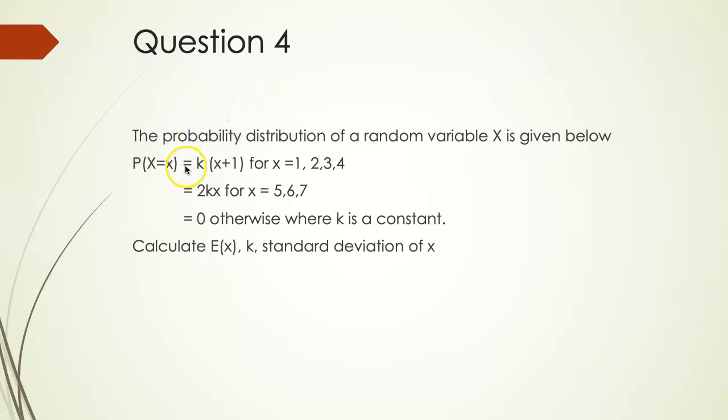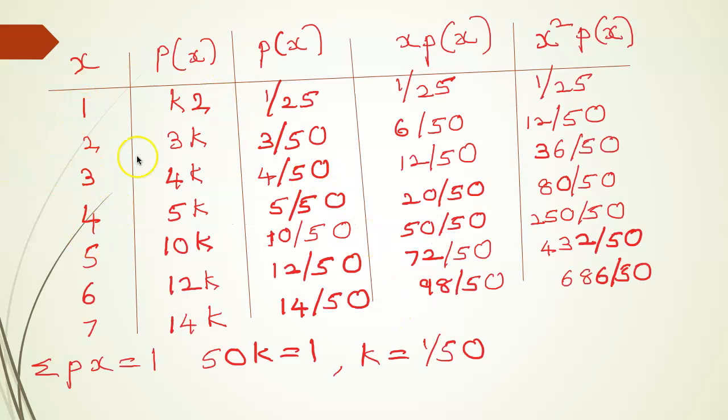Coming to the next question, the probability distribution of a random variable x is given below. Probability that x equals x is k into (x plus 1) for x equals 1, 2, 3, 4, equal to 2kx for x equals 5, 6, 7, and equal to 0 otherwise, where k is a constant. Calculate the expectation of x, k and the standard deviation of x. So we make columns for x and px. If you add all the px, we get 50k and that is equal to 1. So k is 1 by 50.